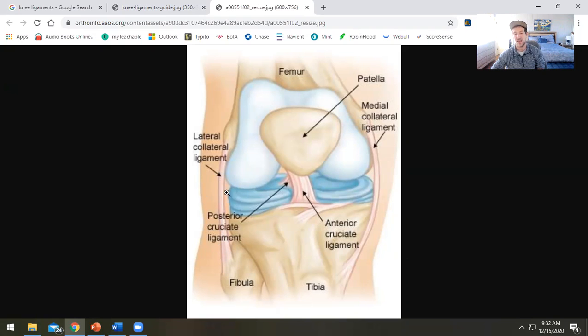Lateral because it's on the outside, and its job is to attach your femur to your fibula. And then you've got your MCL, that's your medial collateral ligament, and its job is to attach your femur to your tibia. And so you've got these two ligaments on the outside here, which are holding everything laterally. And then you've got the cruciates, which are holding whenever you perform twisting movements.